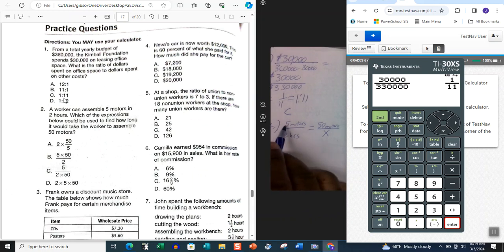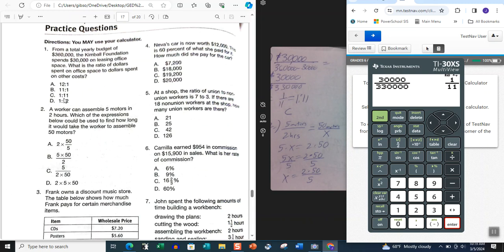Now we do our cross multiplication. 5 times X is equal to 2 times 50. So now we will have 5X is equal to 2 times 50. Divide each side by 5. And X is equal to 2 times 50 over 5. So now we will have to find the closest thing we have to 2 times 50 all over 5. If you look at A, the answer is A. But this is what we will have to do with A. A is 2 times 50 over 5.